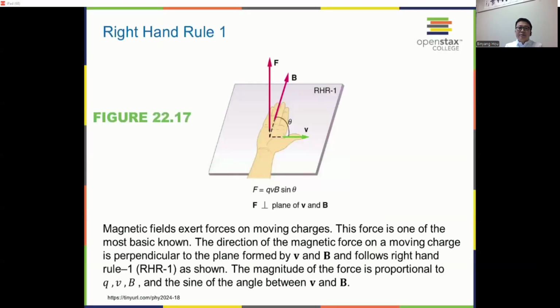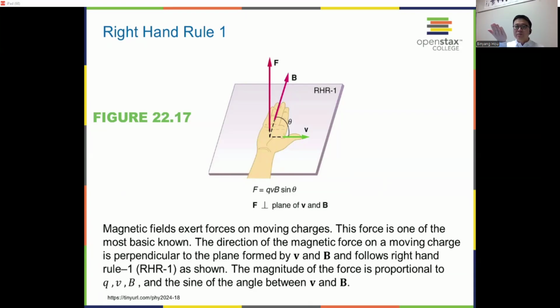All right. So the magnitude is qvB sine theta for the magnetic force. Now the direction, because force is a vector, so we need to also know the direction of it. We now use another right-hand rule. This is called right-hand rule number 2, where you use your right hand again.